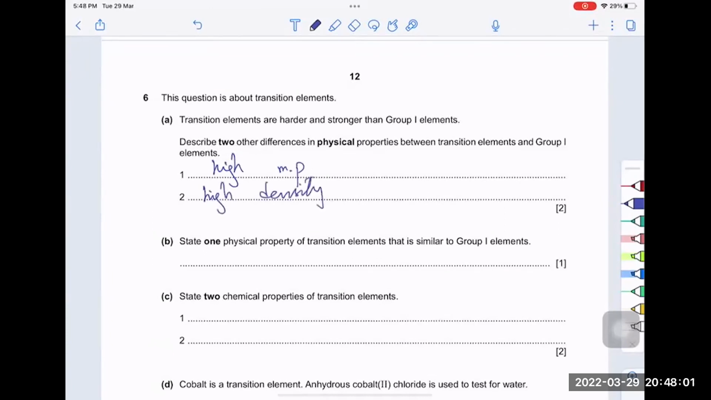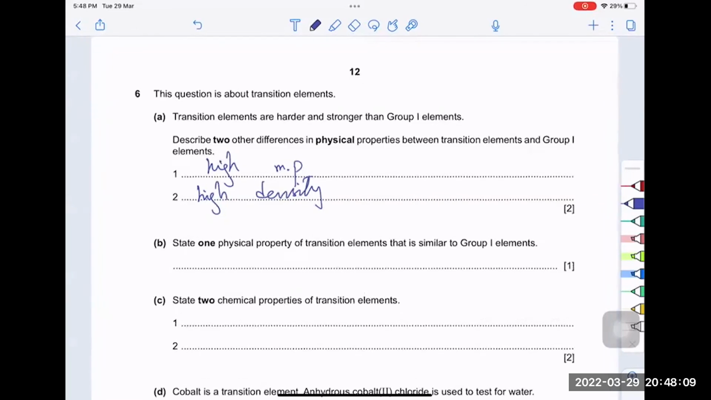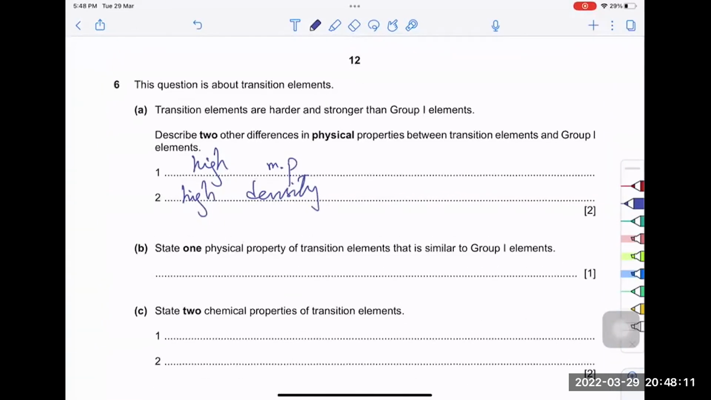Sir, can we write about the malleability, or is that not a physical property? Like, can you write that they are more easier to be shaped?